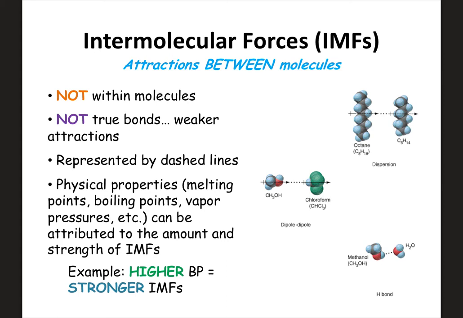But how many of these IMFs you have and the overall types, this contributes to certain physical properties, like melting points, boiling points, vapor pressures, all attributed to the amount and strength of these IMFs. If you have a lot of IMFs, very strong intermolecular forces, you're going to have, for example, a higher boiling point, because you have to break all those intermolecular forces in order to get the substance to boil. So you're going to need to think about this in terms of the IMFs themselves, but then how they relate to properties. Very important to understand that these IMFs are between molecules and they are not true bonds.